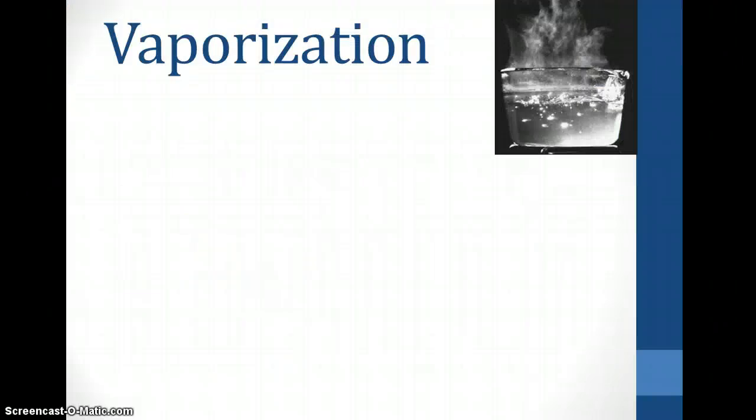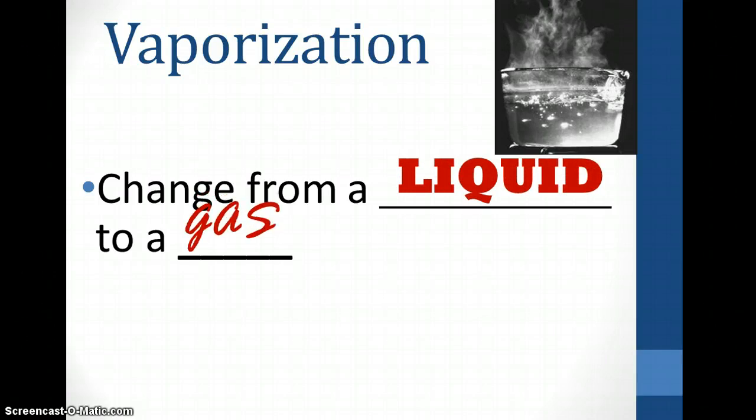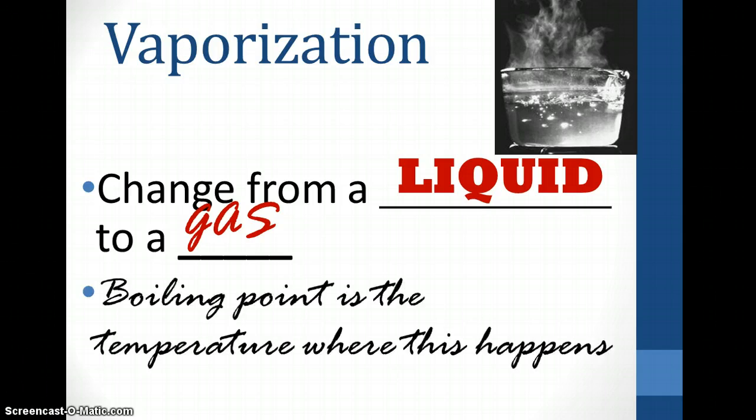Vaporization or boiling is when the change occurs from a liquid to a gas. Boiling point is the temperature where this happens. So vaporization or boiling is when it changes from a liquid to a gas, and the boiling point is the temperature where this happens.